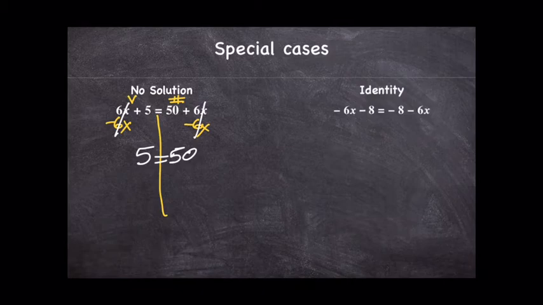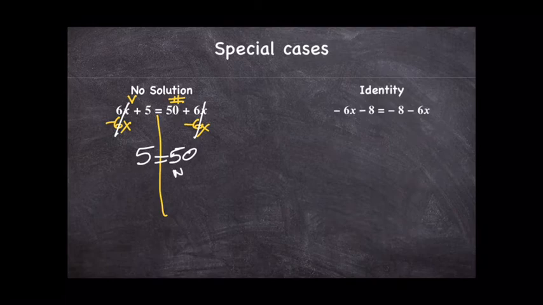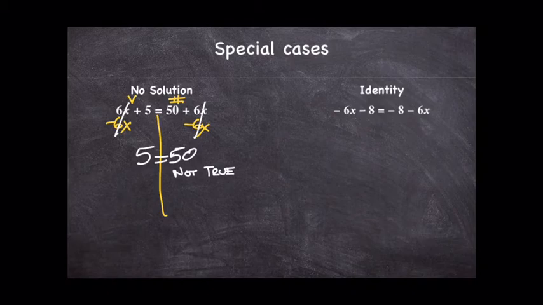So one of the telltale signs for this is that we actually cancel our variables on both sides. So all that we have is numbers. That tells me right away this is a special case. But for me to know which one it is, I need to pay attention to what I have. 5 equals 50. This is not true. And if this is not true, that's how I know that this is a no solution.